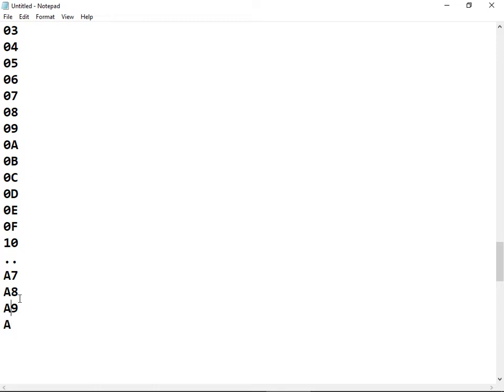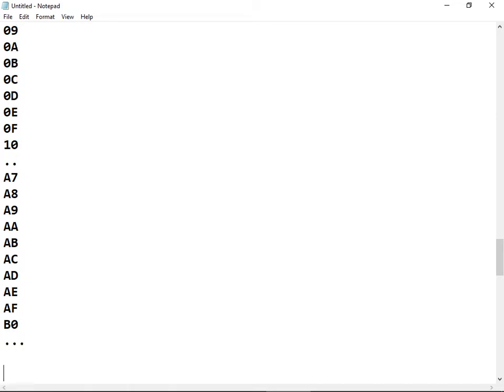The 9 becomes an A when we add 1 to it. Then AB, AC, AD, AE, AF. F is the max. Now it rolls over and it becomes B0. The F rolls over to become a 0, and we add 1 to the next column.